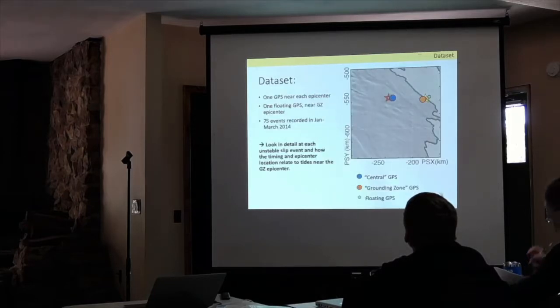So the data set that I will be presenting is 3 GPS. One is near each of these 2 epicenters, so the blue and the orange are these 2 GPS on grounded ice, next to the locations where high-speed slip starts. And the green one is on floating or nearly floating ice, just across the grounding line from this grounding zone epicenter. And this is cool because it allows me to look in great detail at each unstable slip event and how it relates to the tides right next to that grounding zone epicenter, and not some region down here somewhere.